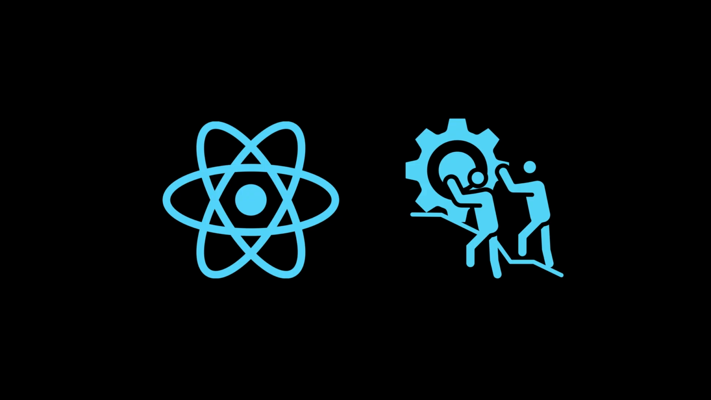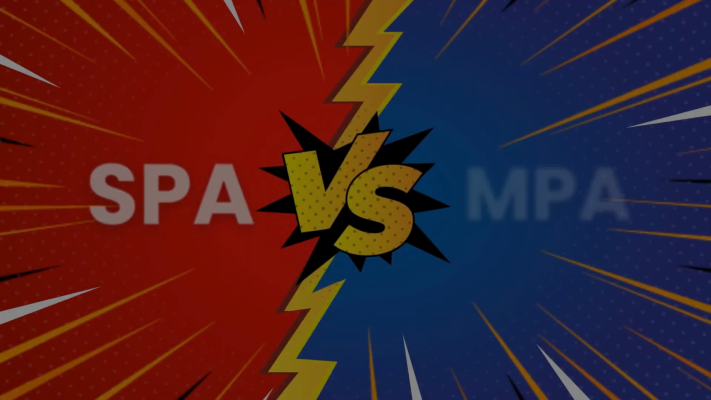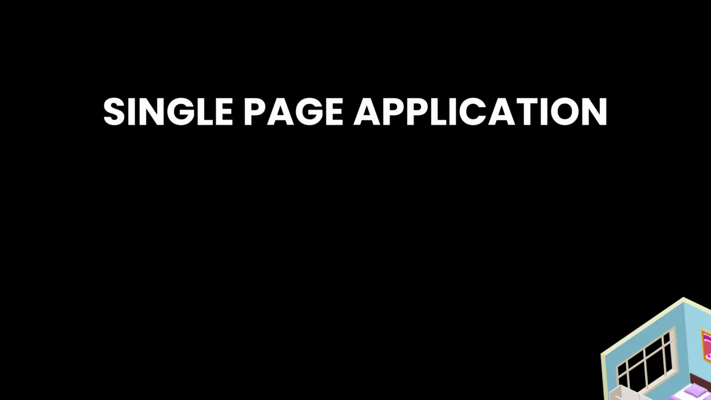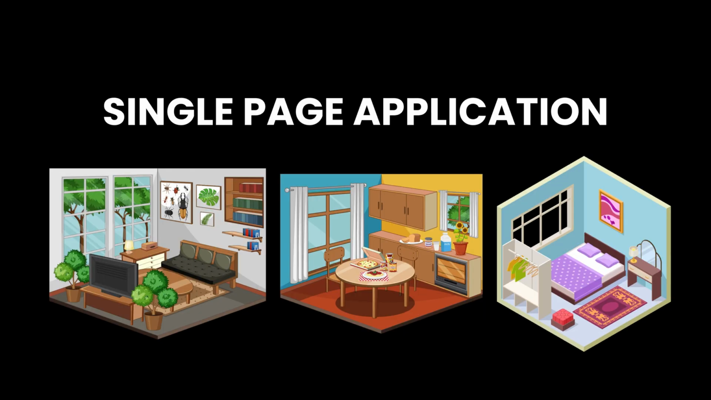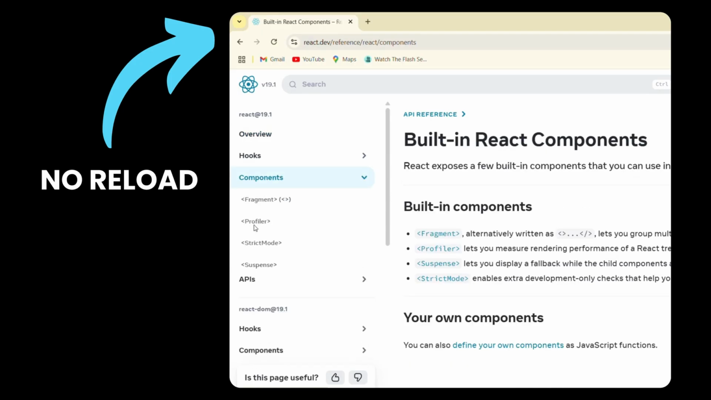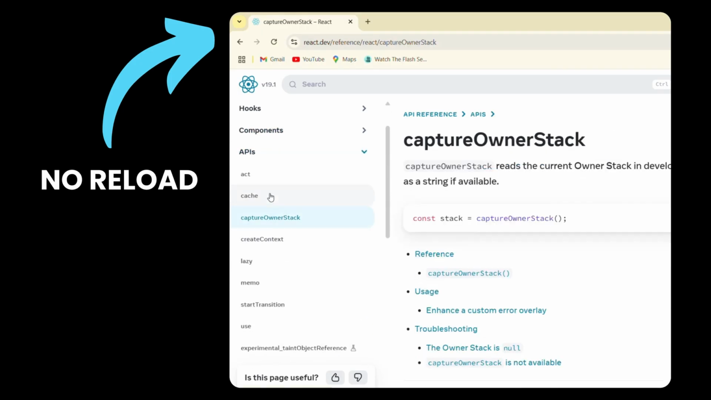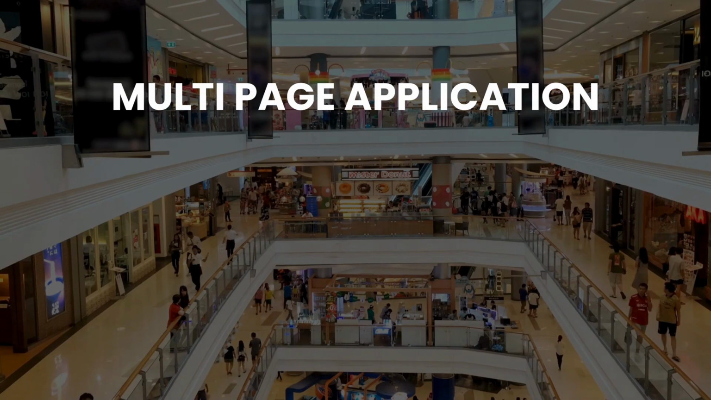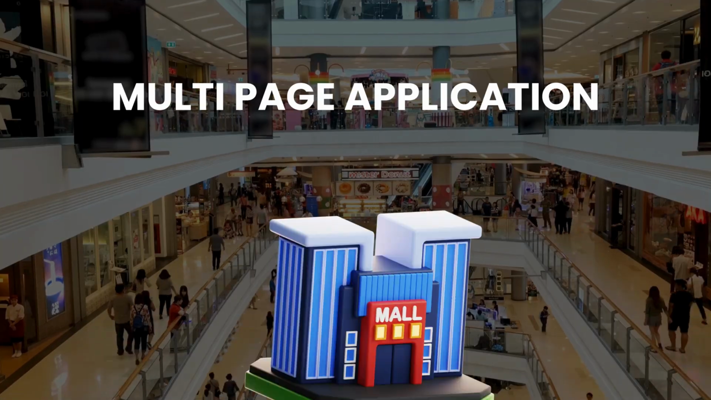Now, let's talk about something cool, SPA versus MPA. Think of an SPA, or single-page application, like your house. When you move from the kitchen to the bedroom, you're still inside the house, right? That's how SPAs work. You move around inside the website, but the page doesn't reload every time. It's fast and smooth. On the other hand, an MPA, or multi-page application, is like a shopping mall.